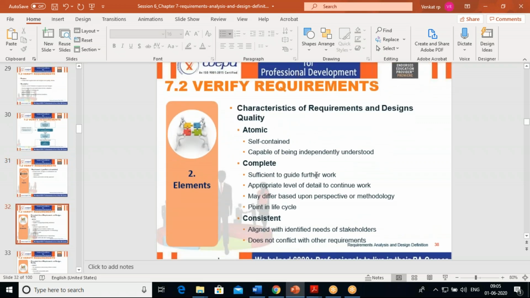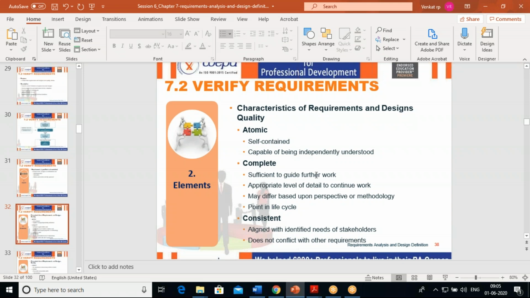And then we have these elements here. In this verify requirements task, we have three elements. The first one is characteristics of requirements and design quality, which we have to look into. Then verification activities we have to understand, and the checklists.